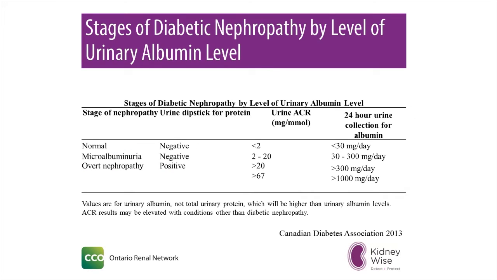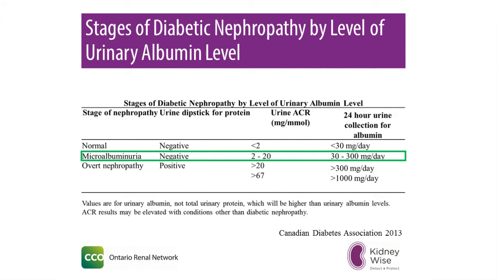This next slide comes from the Canadian Diabetes Association, and it also speaks to albuminuria. What's important to notice here is that this slide has a cutoff of 2 milligrams per millimole to define chronic kidney disease in isolation when you're ordering a urine ACR. This result is different from KDIGO, which was mentioned in the previous slide, as having a cutoff of 3 milligrams per millimole.